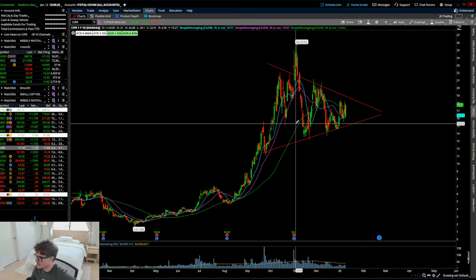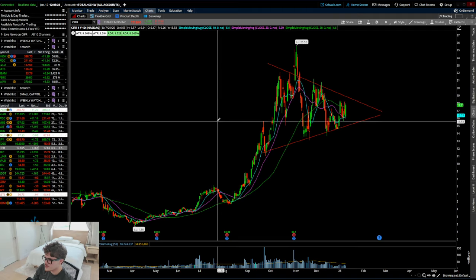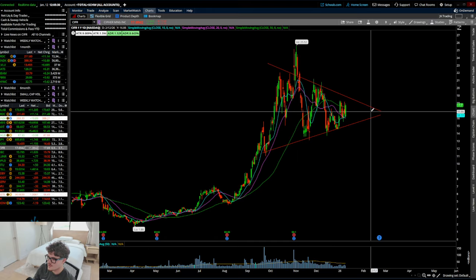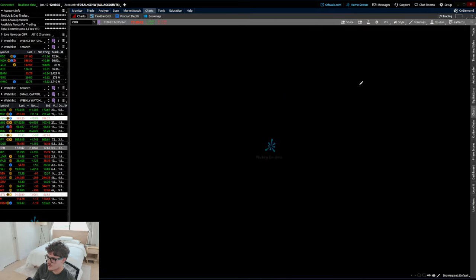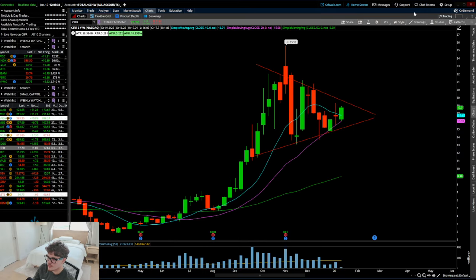CIFR. This is an example of a bigger base. You will have bigger bases, smaller bases. You'll see setups that set up for a couple days, sometimes a week, 2 weeks, 3 weeks. Sometimes you'll see setups over the course of 3 months like this one. You just go on the weekly and then boom, beautiful weekly setup.